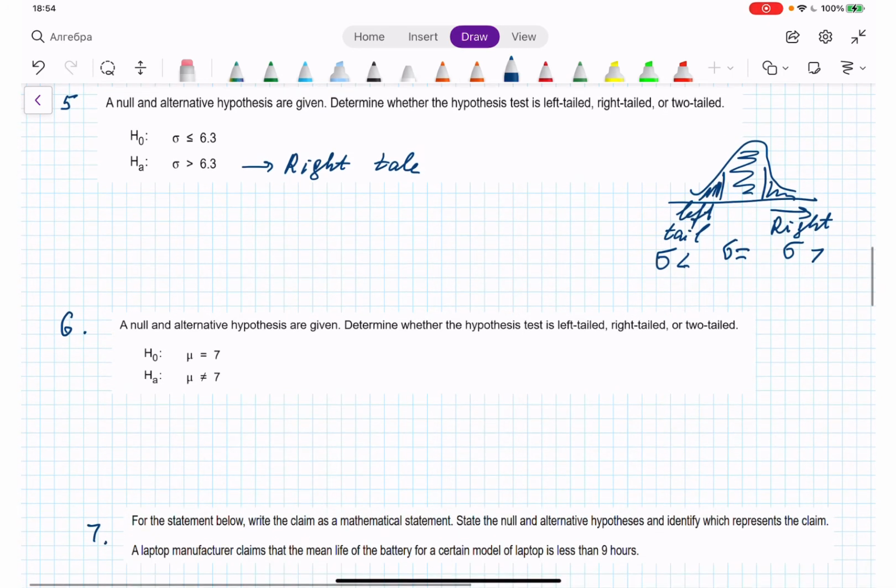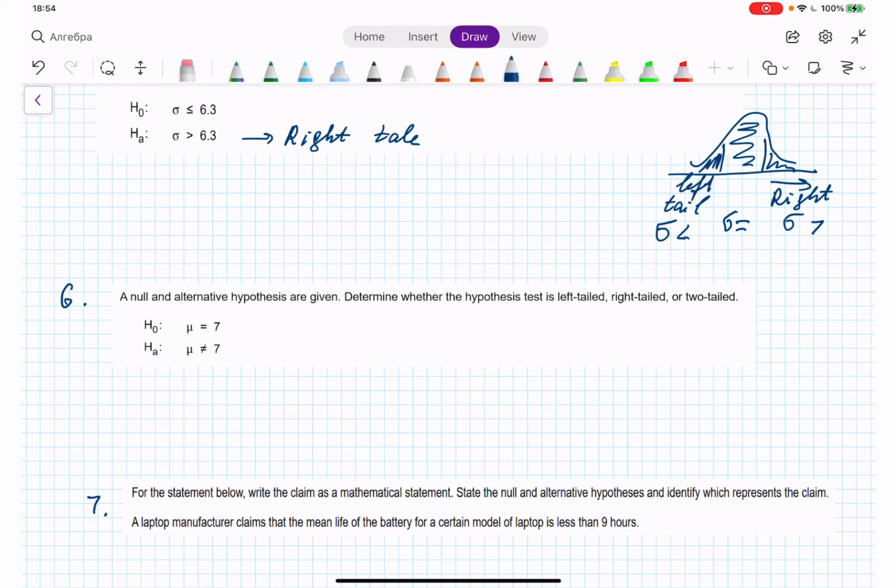Next one. A null hypothesis and alternative hypothesis are given. Determine whether the hypothesis test is left tail, right tail, or two tails. Well, obviously equal, not equal. Remember here? So it's a two tail.